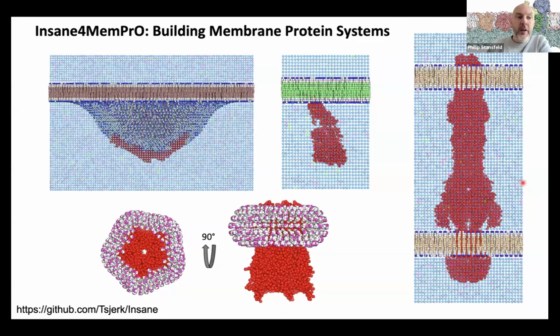So as I've said, you can use this INSANE for MemPro methodology, which is a development of INSANE, to build these curved systems around the protein structure, and therefore hopefully get a more accurate representation of what the bilayer should be with respect to these proteins. And furthermore, we can build micelles and try and represent experimentally used methods to capture membrane protein structures. So not only micelles, but also nanodiscs, but also SMA nanodiscs, SMALPs as well.